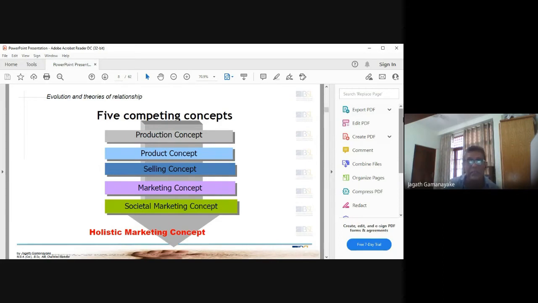Now, five competing concepts. Basically, we call the first the production concept, the production era, where you develop products and make them available at low cost to everybody to buy. During that time the important feature in the market is that there is huge demand, the demand is more than supply. So whatever you produce, customers will buy, and companies keep on producing.